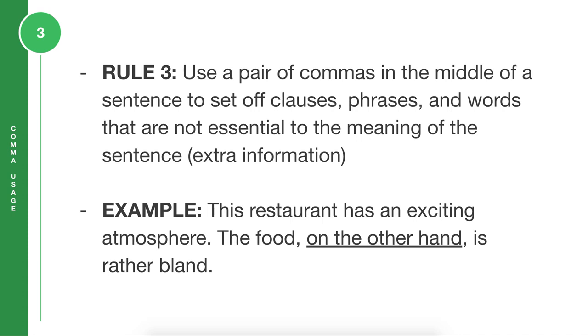So we have a to be verb, and that is the necessary component right there. And so once we've identified the necessary components, the subject and the verb, well, then now it's going to be a lot easier to tell that on the other hand is just extra information. So again, rule number 3, when you put extra information into the middle of a sentence, you are going to put commas on both sides of that extra information.